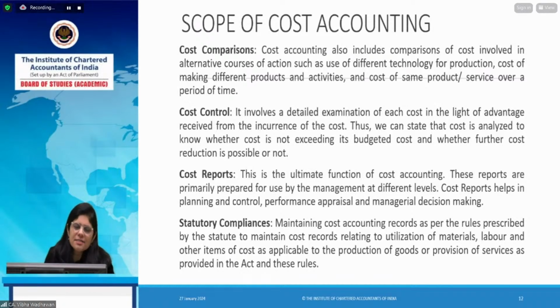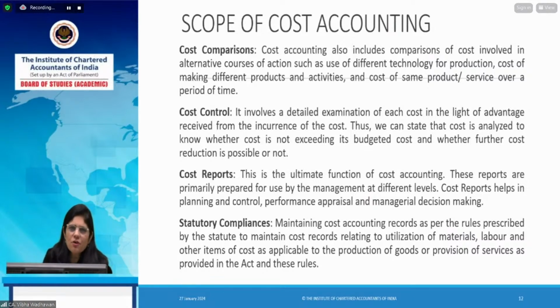Cost analysis is comparing the cost. We always make the analysis that, okay, we are using technology A; if we use technology B, then what will be the cost? So cost analysis is always cost comparisons. We are making cost comparisons by different permutations and combinations. If we make the product in a different way, by different technology, what will be the cost? That is cost analysis.